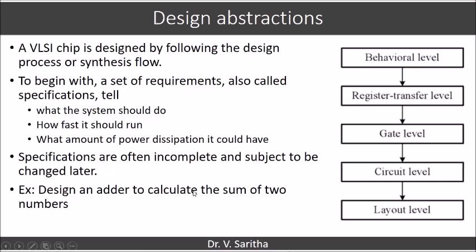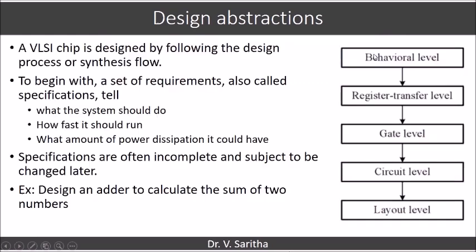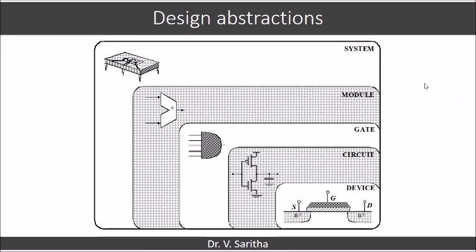Here I am considering the example of designing an adder to calculate the sum of two numbers in order to illustrate all these steps of design abstraction. The various levels involved in the design abstraction are behavioral level, register transfer level, gate level, circuit level and layout level. These levels I am showing in the form of different systems. We say that behavioral level is the system level, register transfer level is the module level, then gate level, circuit level, and finally device level. The device level can also be called the layout level.